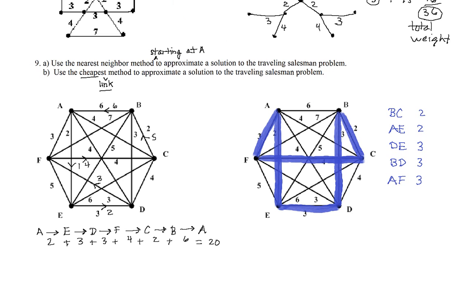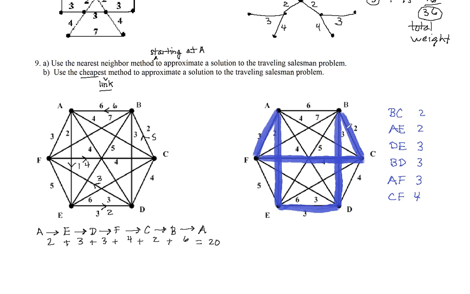We got our 6 edges. You got 6 vertices here. You need 6 edges. So that was a C to F. And that was a 4. Okay, so we had 1, 2, 3, 4, 5, 6 vertices. So we need from A 1, 2, 3, 4, 5, 6 edges.